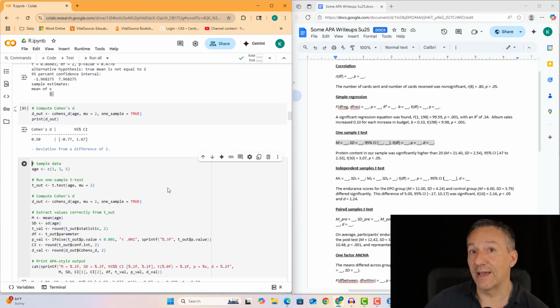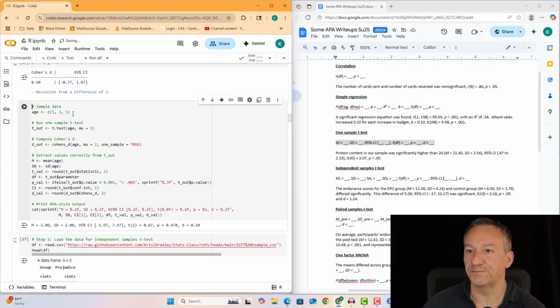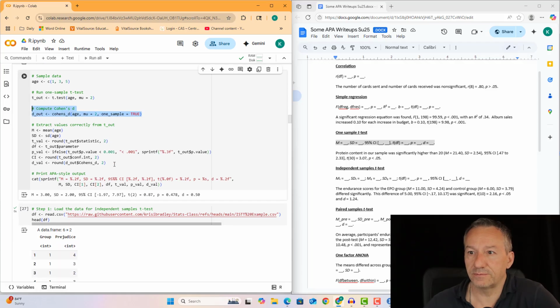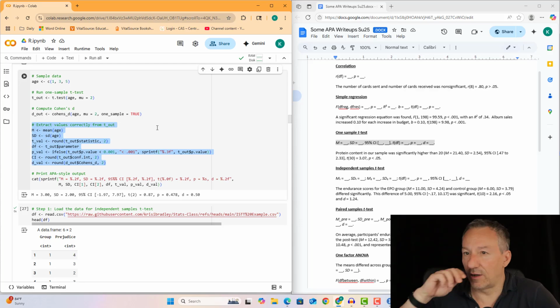You can actually put all this together and it'll pop it all out in APA style where you just copy it right over. So in this first part, we're creating the data set. In the second part, we are running that one sample t-test. In the third part, we are computing Cohen's d right there. In this part, we are going to extract all of those different values. So we get our mean, our standard deviation, all the things that we need to report in APA style: our mean, standard deviation, the value of t, our degrees of freedom, our p-value, our confidence intervals, and that Cohen's d. That's what all of that is there. And then this prints all of that.